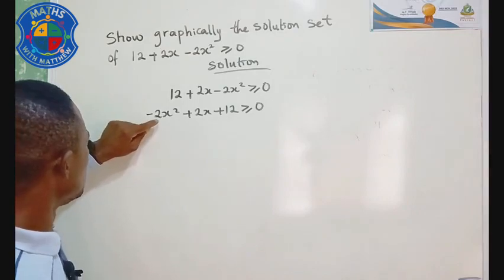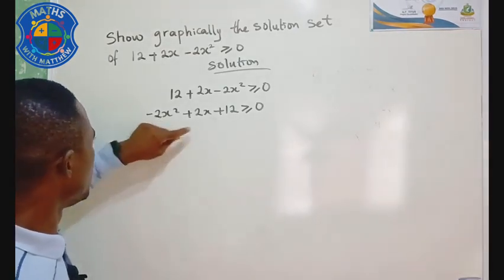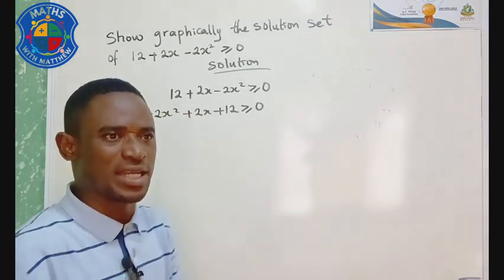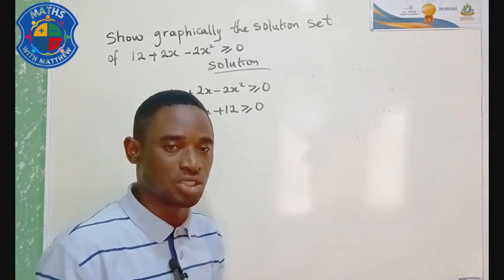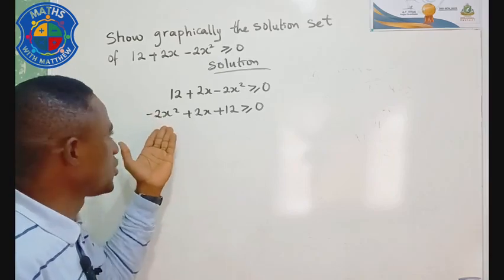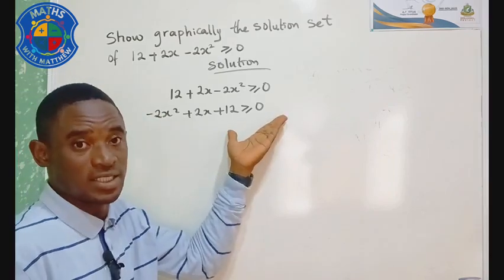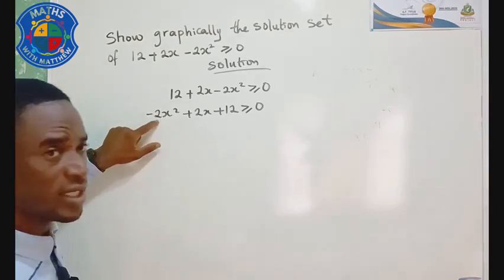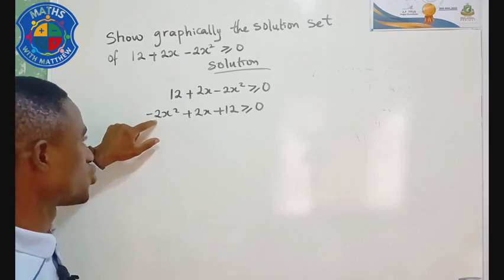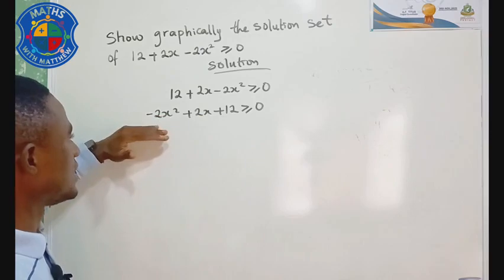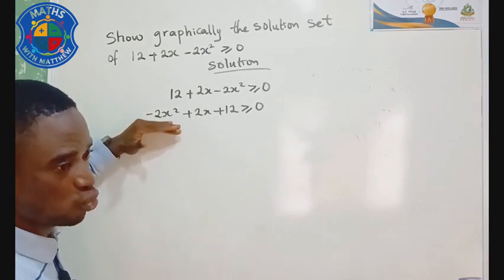We can see that 2 can go here, 2 can go here, 2 can go here. So we can reduce our quadratic inequality to the simplest form by dividing through by the coefficient of x squared, because it can divide this. The coefficient of x squared here is minus 2, of which 2 can go here, here, and here. That means I can decide to divide through by negative 2.